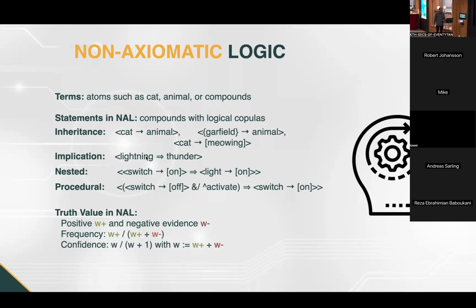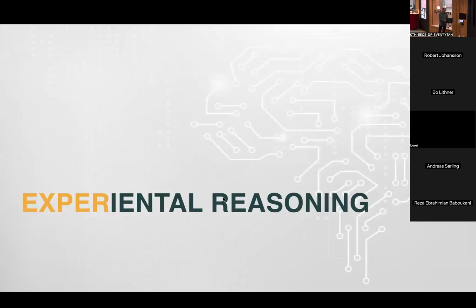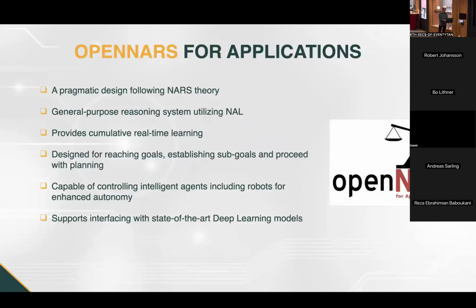For each of these hypotheses, we keep track of how well they predict. For instance, if we look at lightning leads to thunder, okay, now lightning happens. Will thunder occur or will it not occur? If it occurs, it's positive evidence for the hypothesis. If it does not occur, it's negative evidence. So this is one of the key principles here.